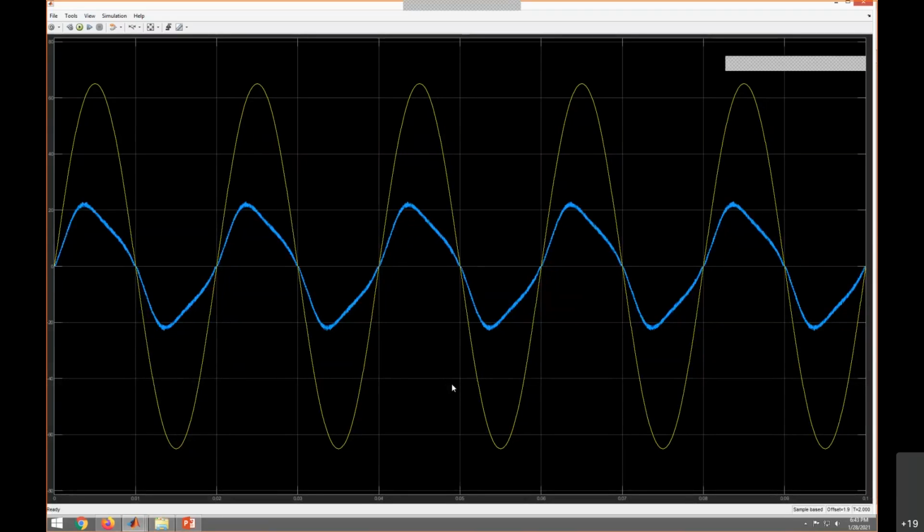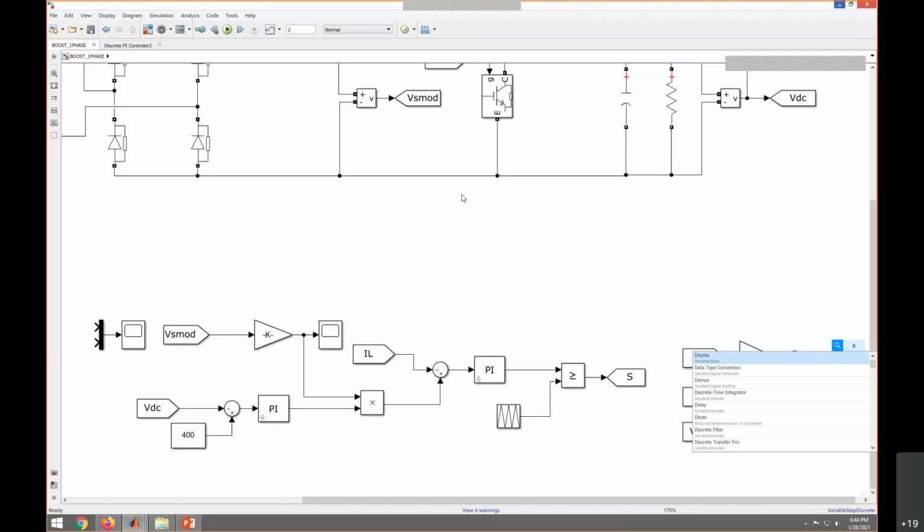Yeah, you can see the waveforms, right? The yellow one is the source voltage and the blue one is the source current. You can see that the waveform is slightly bending, right? Why? Because this is due to the presence of third order harmonic. You can actually see that. Similarly, we can see the DC output voltage.